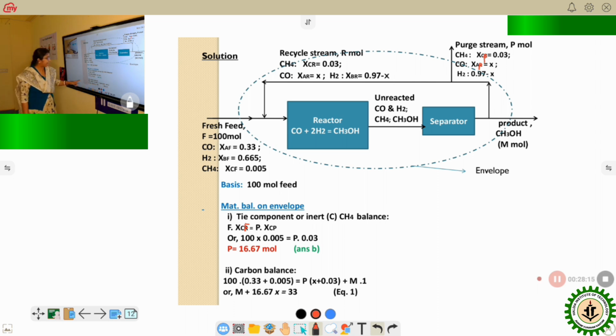Finally, if we put all the known values, that is P already evaluated as 16.67, we get an equation where M and X are the only two parameters still unknown, which is given as equation number 1.